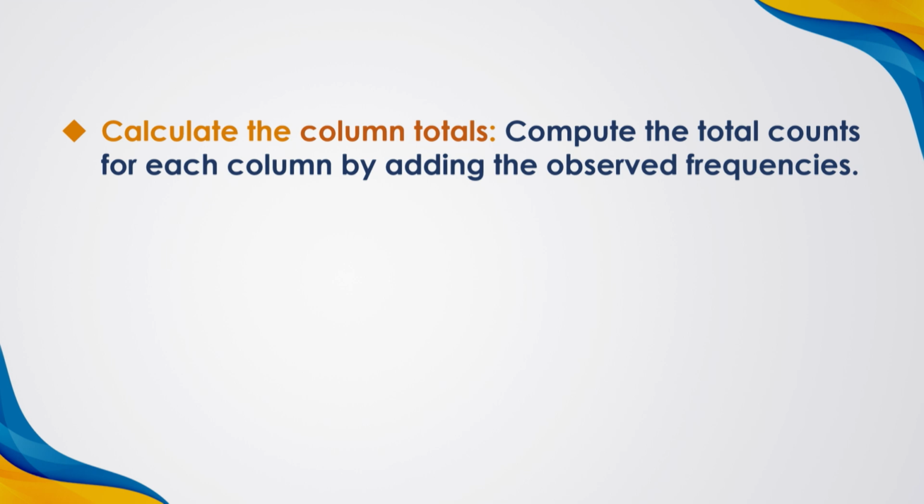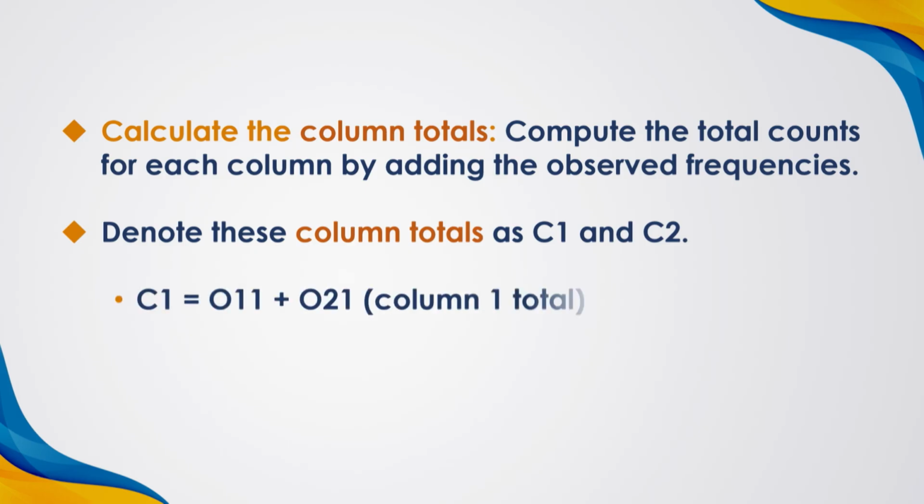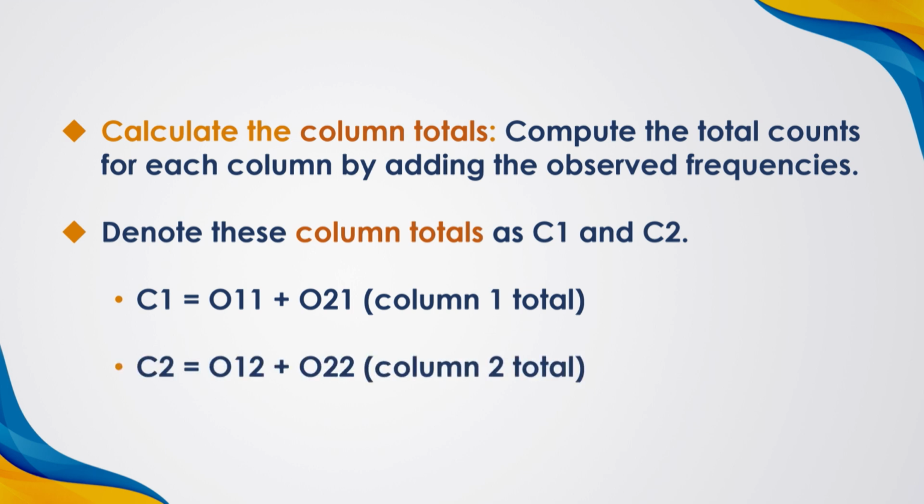In a similar fashion, you can calculate the column totals, that is, computing the total counts for each column by adding the observed frequencies. As I mentioned, it is a 2x2 table, so we will have 2 columns, C1 and C2, the column totals. Column total C1 can be obtained by O11 plus O21, that is your column 1 total. In a similar fashion, C2 will be O12 plus O22, that is your column 2 total.